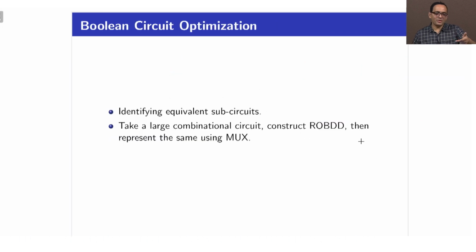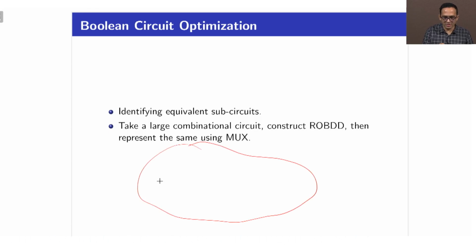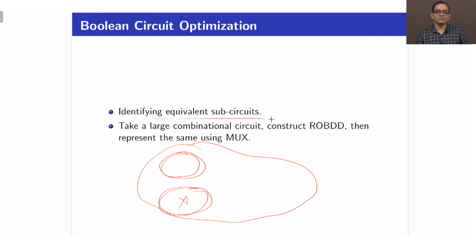There are also other applications in Boolean circuit optimization. Think about a very big circuit, and there may be parts of this circuit that are actually equivalent. If they are equivalent, I can just remove one of them, because they calculate the same output. But how do I identify the equivalent subcircuits? Again the same idea: you take a subgraph, construct the ROBD, and if you see the ROBDs are the same, they are equivalent, and I remove one of them. This is very popular for identifying subcircuits within a big circuit, and you can check whether they are equivalent using ROBD construction.